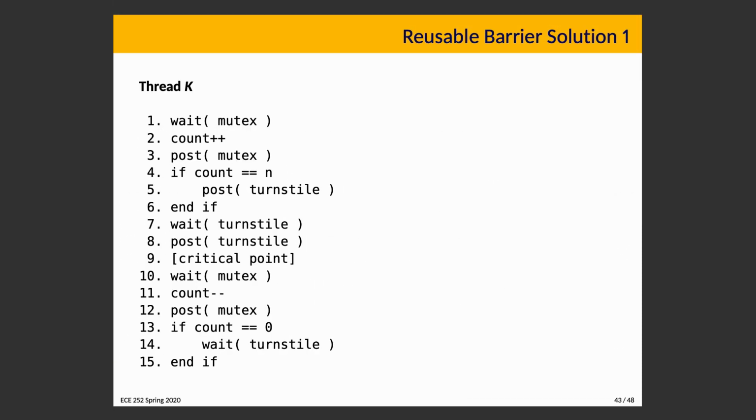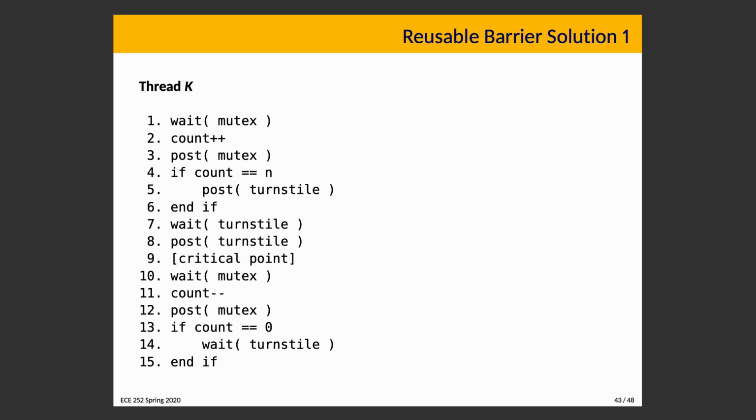Okay, so yeah, let's try that. So wait on the mutex, as before, increment the count, post. All that stuff up to statement 8 hasn't changed from our last example, which we said isn't horribly wrong. Then we have, in square brackets, critical point. Think of it as the critical section. It's the area that everybody was waiting for in the barrier section, and now they can proceed to it.